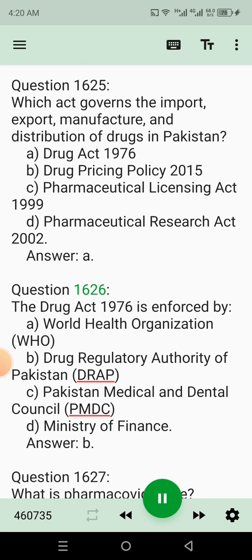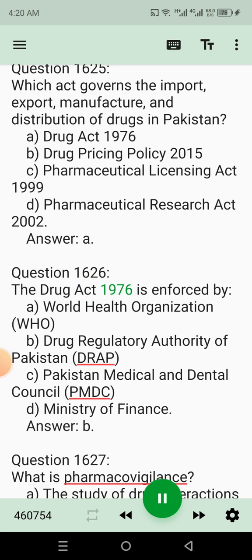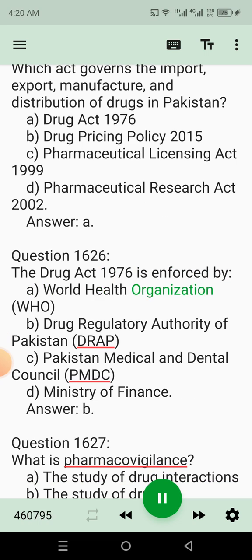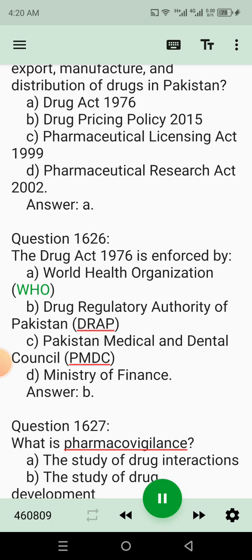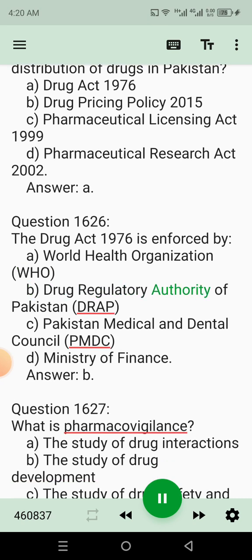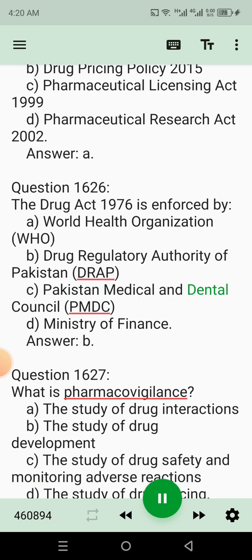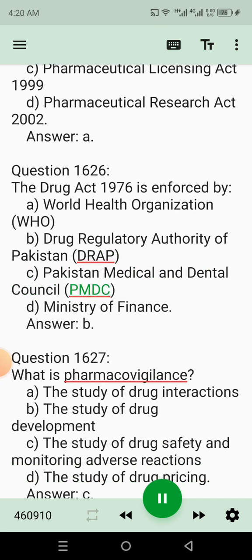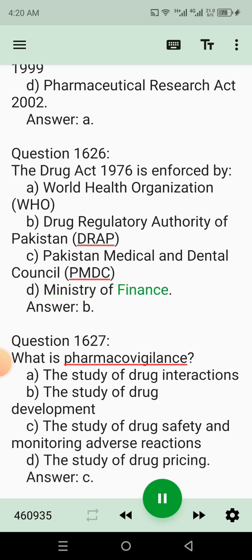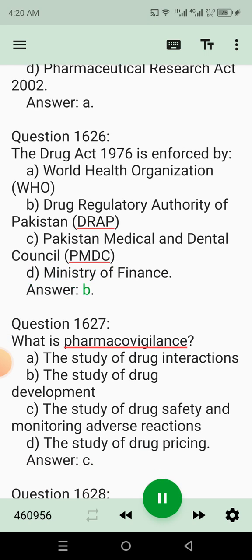Question 1626. The Drug Act 1976 is enforced by A. World Health Organization (WHO). B. Drug Regulatory Authority of Pakistan (DRAP). C. Pakistan Medical and Dental Council (PMDC). D. Ministry of Finance. Answer: B.